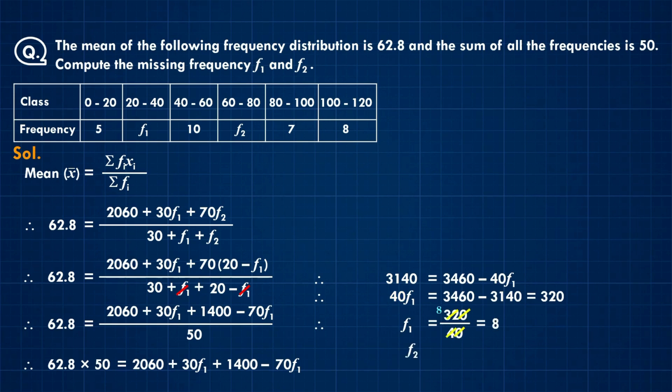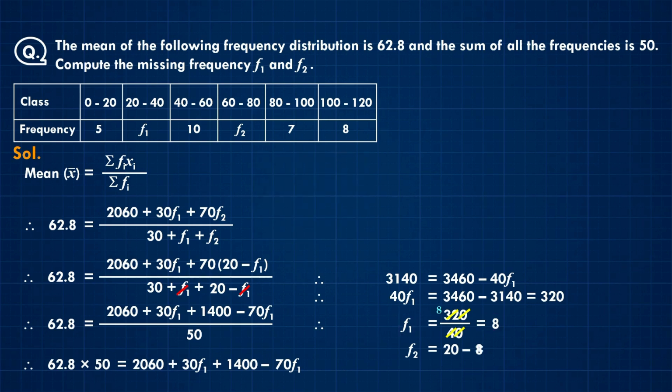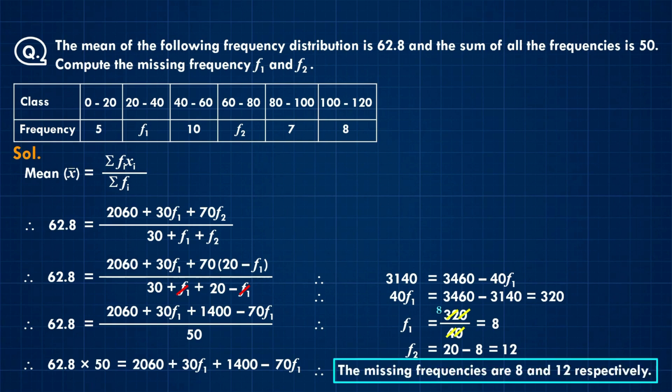Since we got the f1 value, we know that f2 is equal to 20 minus f1, which we got earlier. So we'll just put that value. So f2 is equal to 12 over here. So the missing frequencies are 8 and 12 respectively.